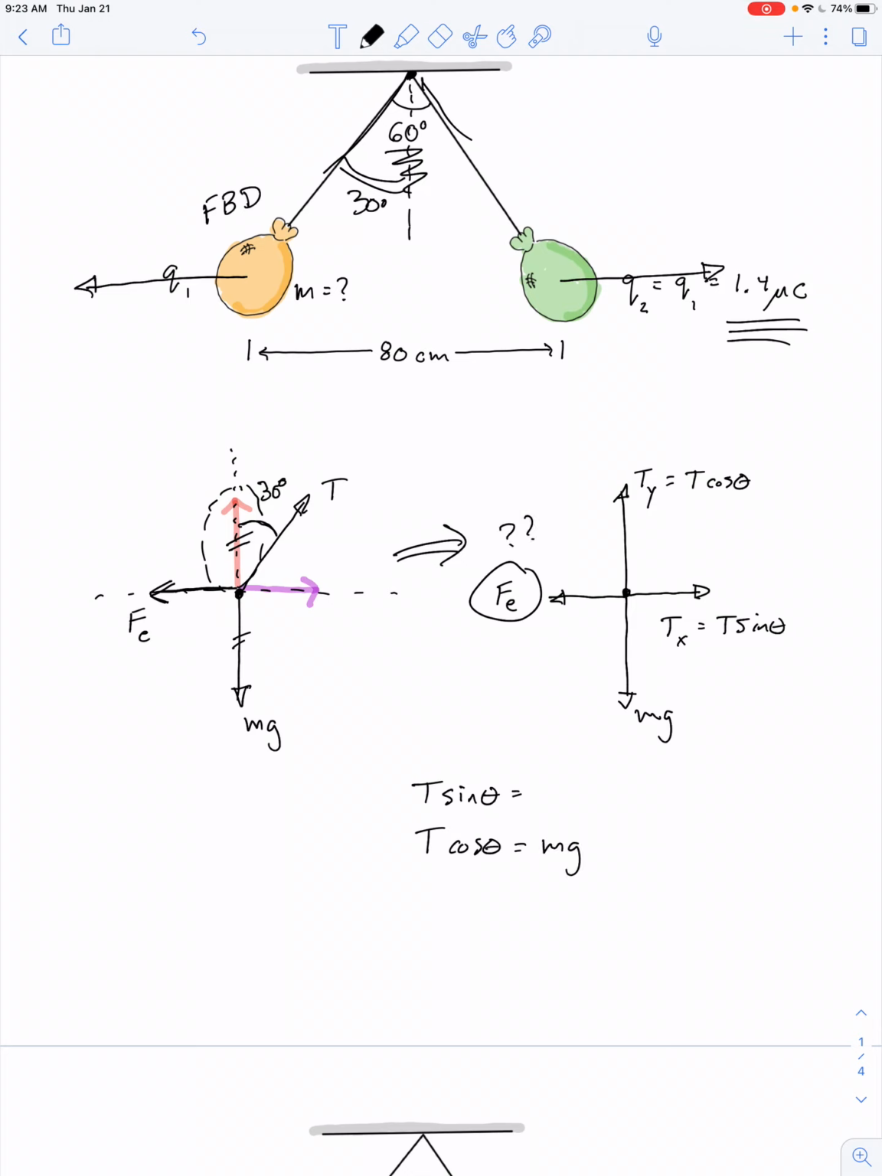But this is the question: how do we calculate electrostatic force between two charged particles? Well, as long as we know the distance between the two, and we do, it's 80 centimeters in this case, we'll give a symbol for that distance, we'll call it r. The electrostatic force is governed by Coulomb's law, and Coulomb's law is very similar to Newton's law of universal gravitation.